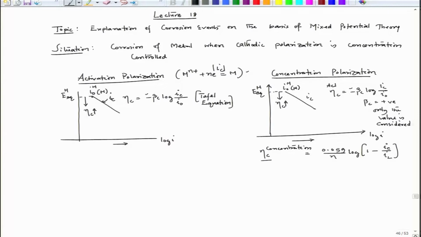So, I can say that this is activation controlled, and this is also activation, but once we go to a very high current density, it will take a flat dip. This point becomes I L, and I L can be expressed in terms of D, the diffusivity of the ionic species in that electrolyte, n the number of electrons participating in this reaction, F which is 1 Faraday, C0 the bulk concentration of that metal ion, and delta the boundary layer thickness or the diffusion layer thickness.